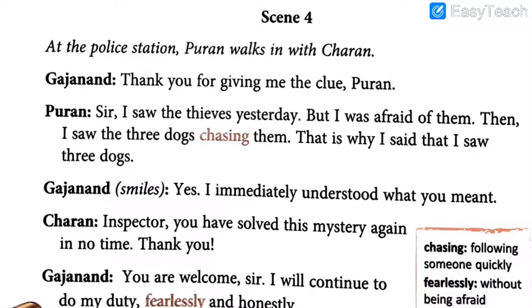Why, students, do you remember? Puran said that there were the 3 dogs I saw outside of the house and everyone laughed. Puran did not say that he saw the thieves. He said that we saw 3 dogs. Still Gajanan inspector says thank you.